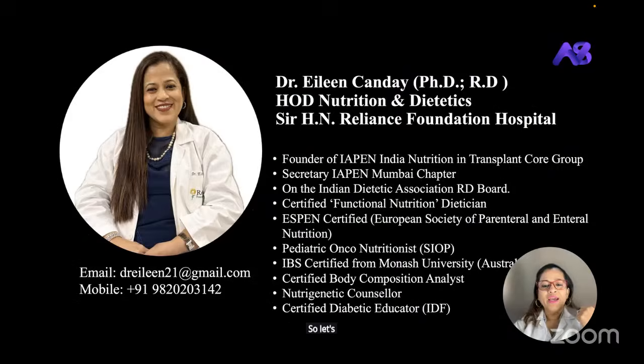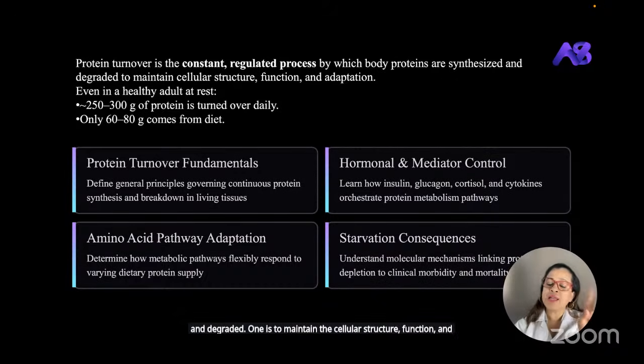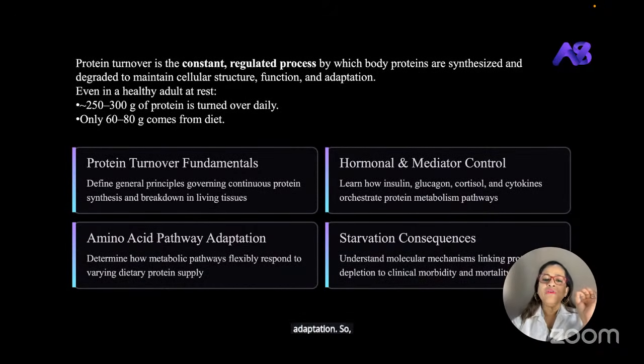So let's go ahead with this talk. Now, what are the general principles governing continuous protein synthesis and breakdown? Protein turnover is a constant regulated process in which the body proteins are synthesized and degraded, to maintain the cellular structure, function, and adaptation. Even in a healthy adult who's at rest, not doing anything else, about 250 to 300 grams of proteins is turned over daily.